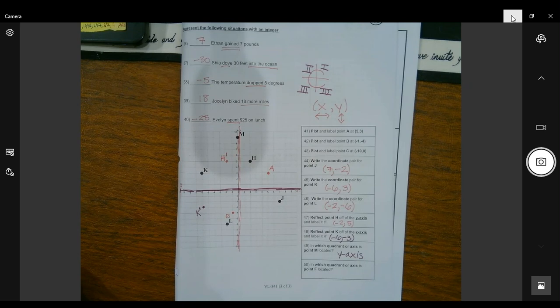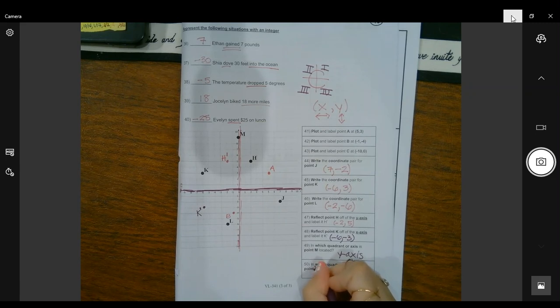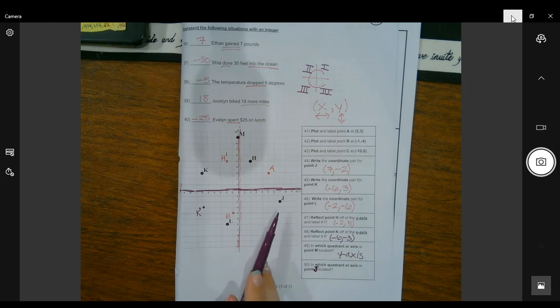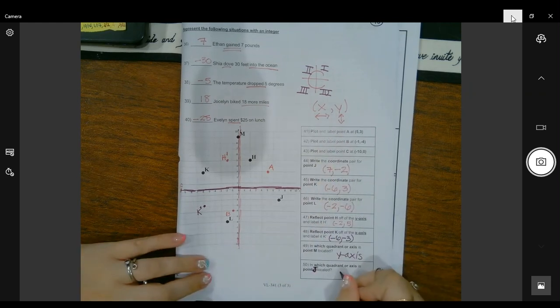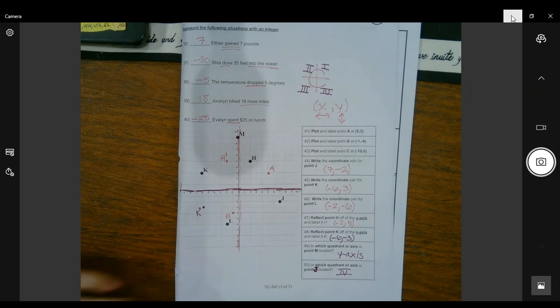If you tried 50 on your own, you probably were a little bit confused if you have the old packet that we didn't fix yet. Because you're like, okay, in which quadrant or axis is point F? And you can't find point F because it's not on here. Let's pretend that this paper said point J. Okay, so point J is right here. Which quadrant is that in? That's right here, which is quadrant, you guessed it, 4.